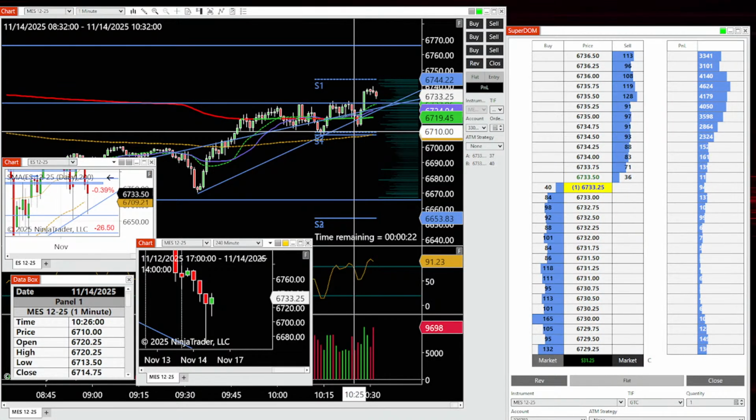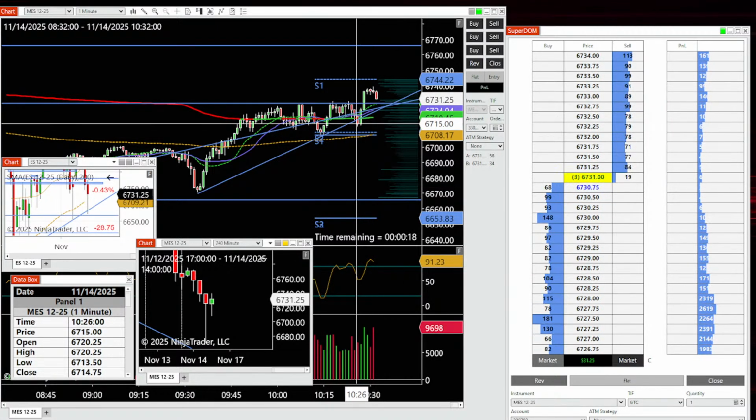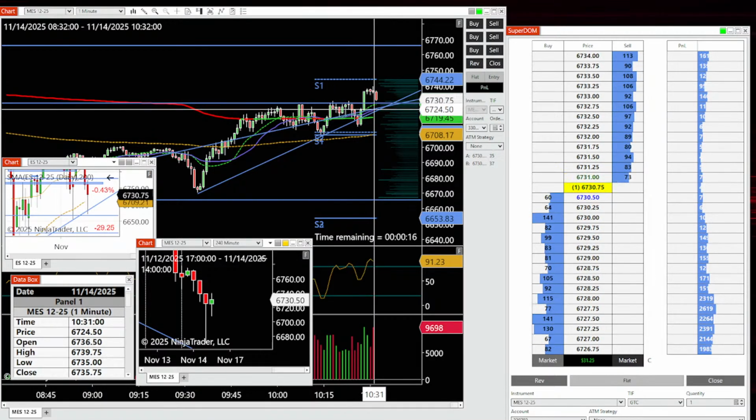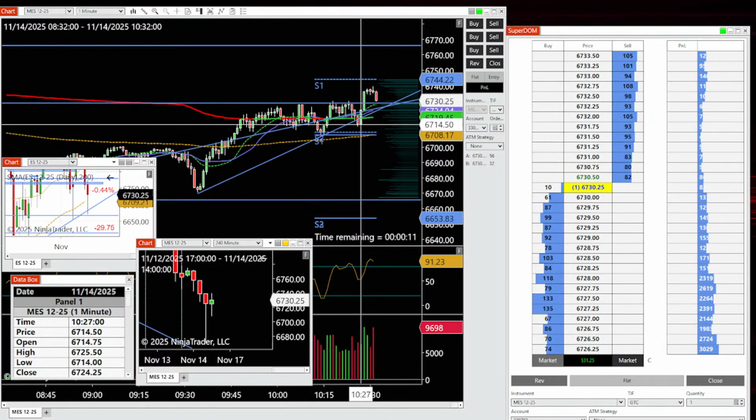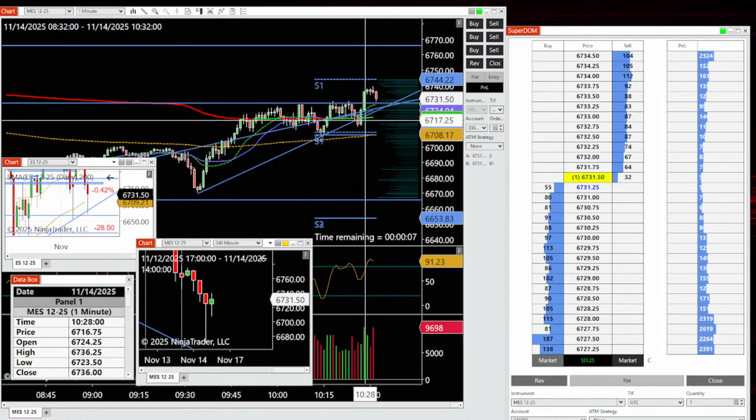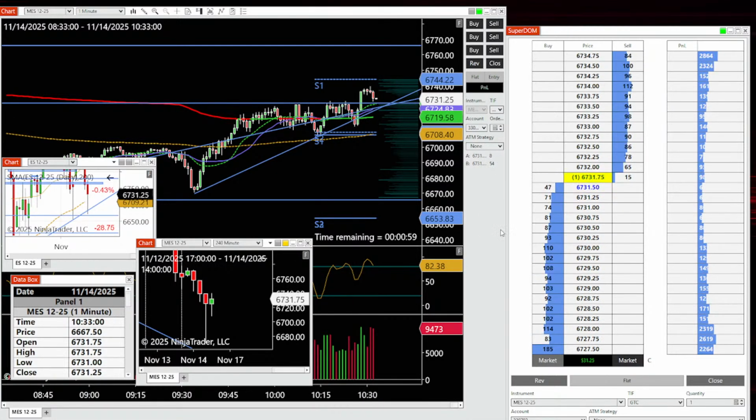It came down and got some orders under this trend line. If there were some orders under the VWAP, that was a squeeze. That was a squeeze. It came right below VWAP. So let's see if this 30 holds.